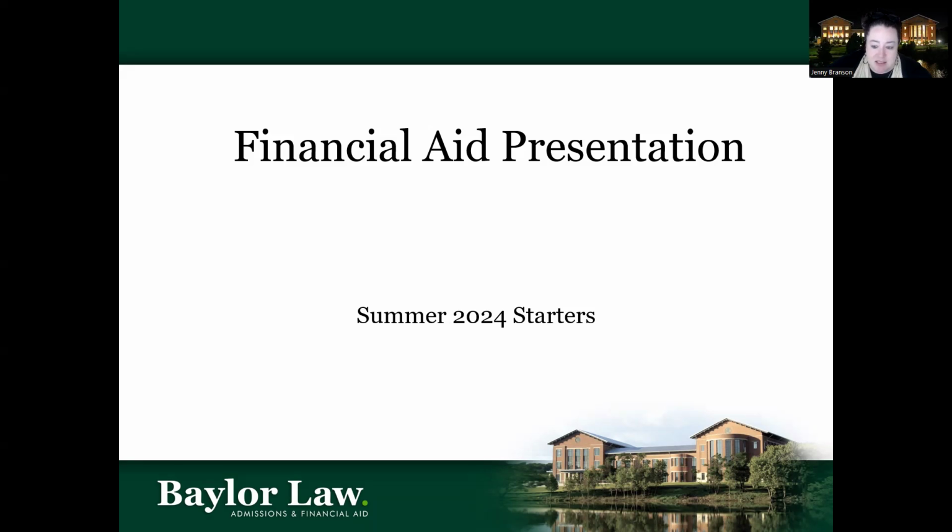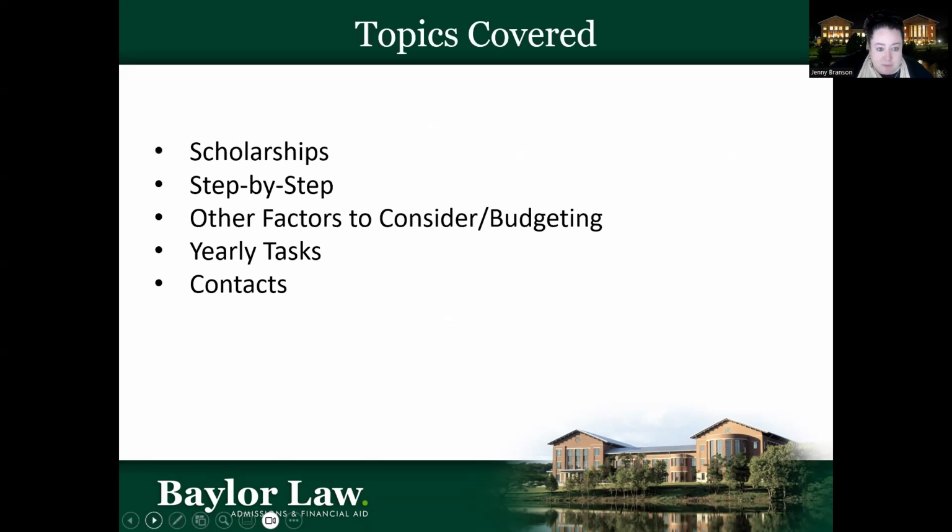We've gone over some of this in your entrance counseling appointments, but hopefully this will give you some clarity on what you need to do this summer and what you need to do in the future. Today we're going to talk about scholarships, go through a step by step of financial aid, walk through other factors to consider as you're creating a budget and how to budget, then walk through what you need to do yearly. And finally, we're going to wrap up with your contacts, who you'll contact for what financial aid issue.